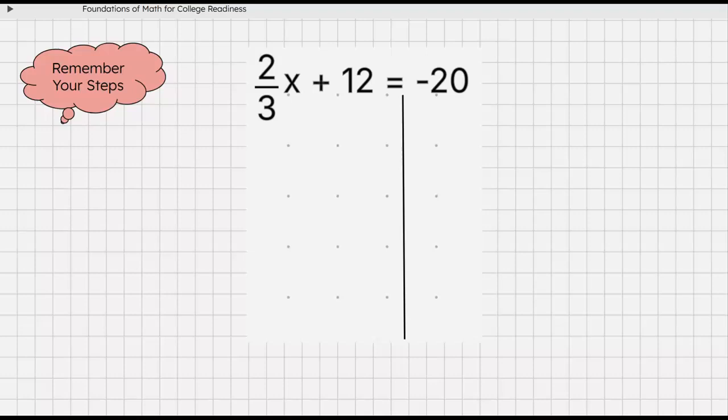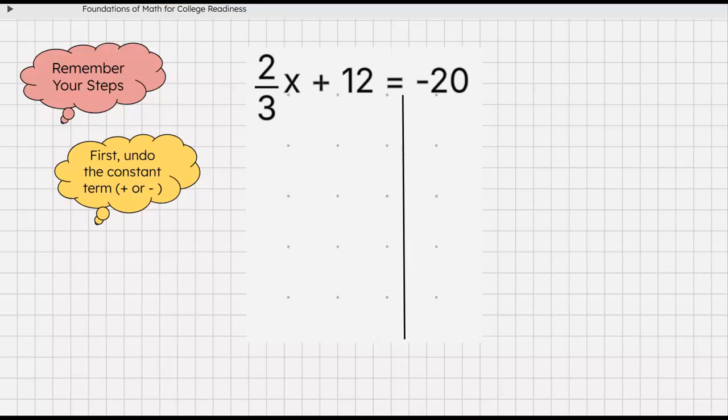So first things first, remember your steps. First, we are going to undo the constant term. So the constant term here is plus 12. So to undo that plus 12, we need to minus 12 from both sides. When we minus 12 from both sides, we end up with 2/3 x equals negative 20 minus 12 is negative 32.